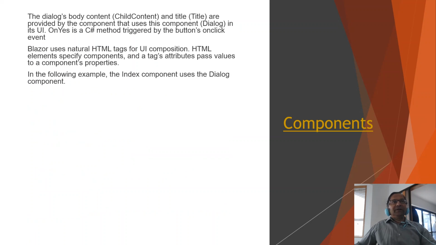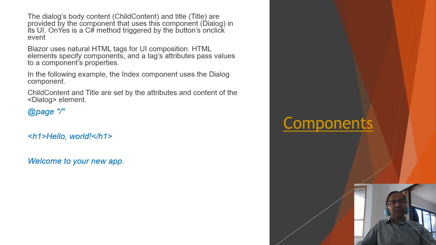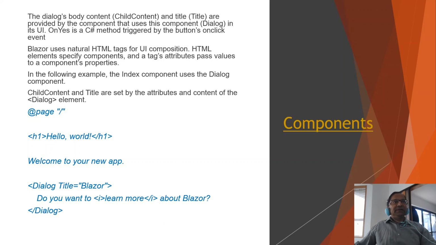Here is a piece of code that I am going to show, which gives you an HTML Index component that uses the dialog component. Okay, so this is that Index component. Within an H1 header tag, it writes Hello world, welcome to your new app, and it then includes this dialog component with the title Blazor. And it says, do you want to learn more about Blazor? Okay, so we'll see what happens in the next page as it renders.